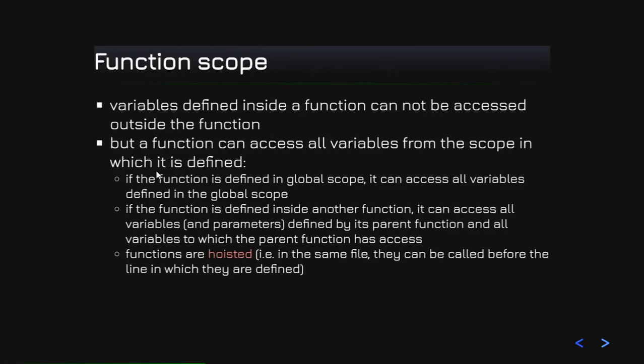The function scope. Variables defined inside the function cannot be accessed outside the function. But a function can access all variables from the scope in which it is defined. If the function is defined in the global scope, well, it can access all the variables defined in the global scope. The global scope is formed by symbols and functions defined on the top level of the JavaScript file. If the function is defined in another function, it is called a closure. It can access all variables and parameters defined by its parent function and all variables to which its parent function has access. This is what a closure means. And functions are hoisted, meaning that you can call a function first and then declare it later. It works this way.